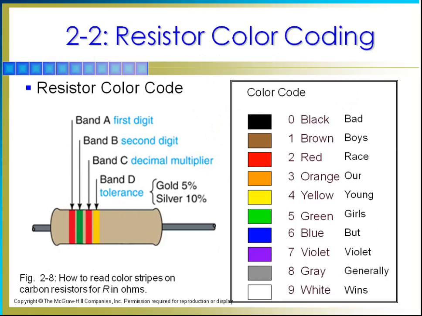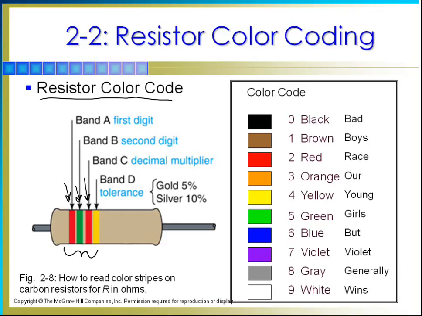All right. Most carbon comp and many metal film have got a color code to tell you its value. Now, this is a 4-band system in this case, and the first band gives you the first number of the value, the second band gives you the second number in the value, and the third band is a decimal multiplier.